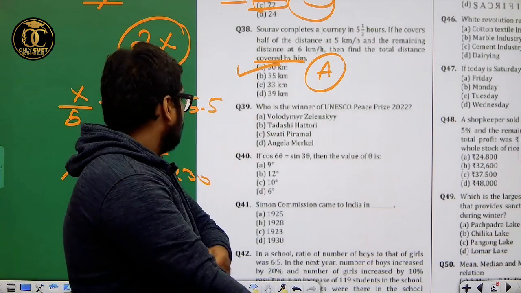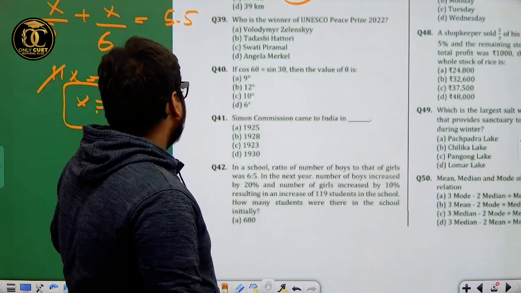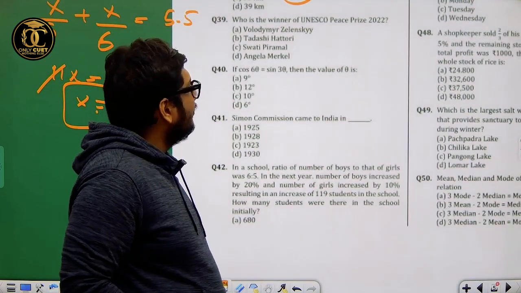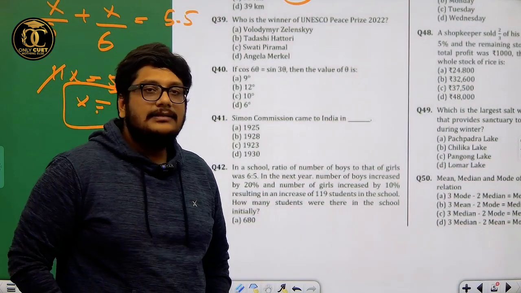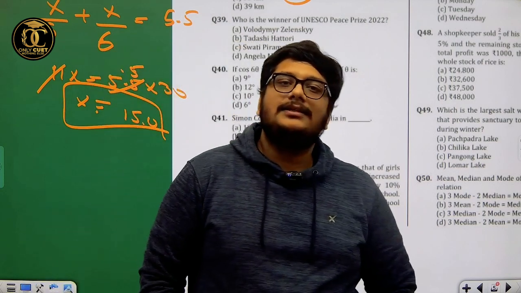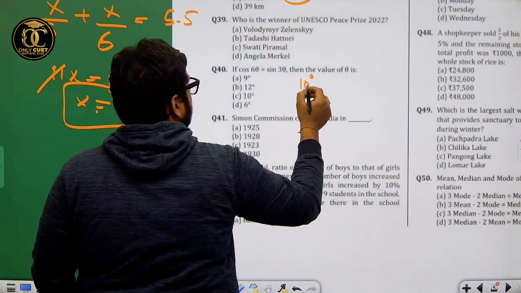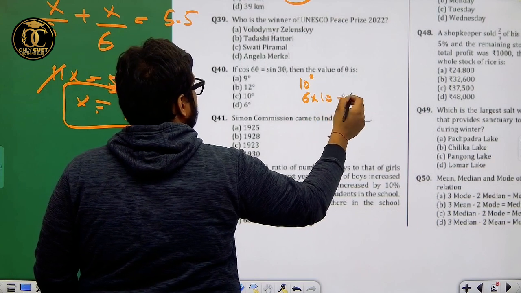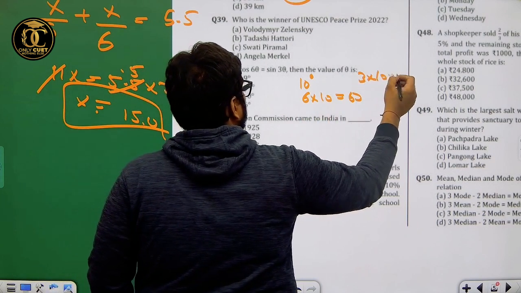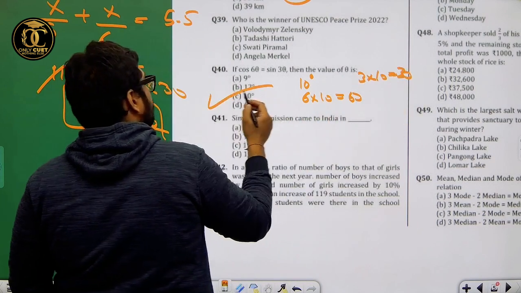Very correct. Now see question number 14. Cos 6 theta is equal to sin 3 theta, then the value of theta is. See, it is very much clear that cos 60 is equal to sin 30. That means theta has to be 10 degrees. Then only 6 into 10 would give me 60, and 3 into 10 would give me 30. That is option C.